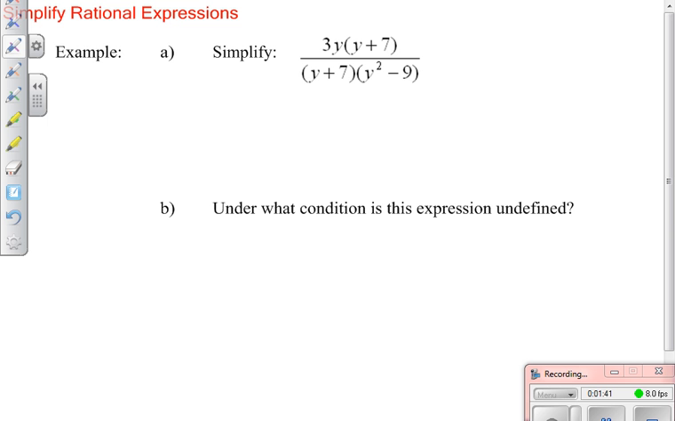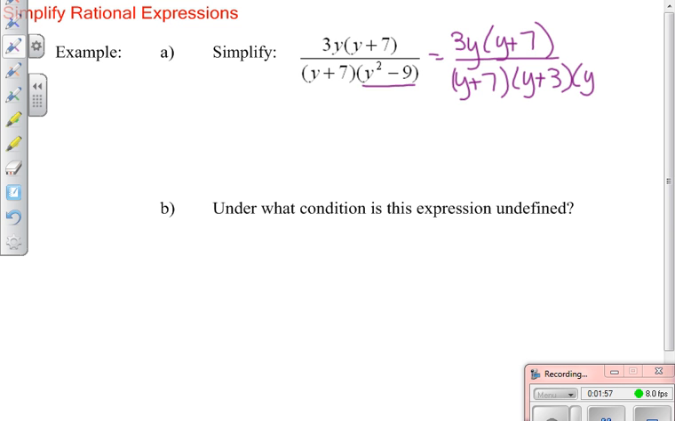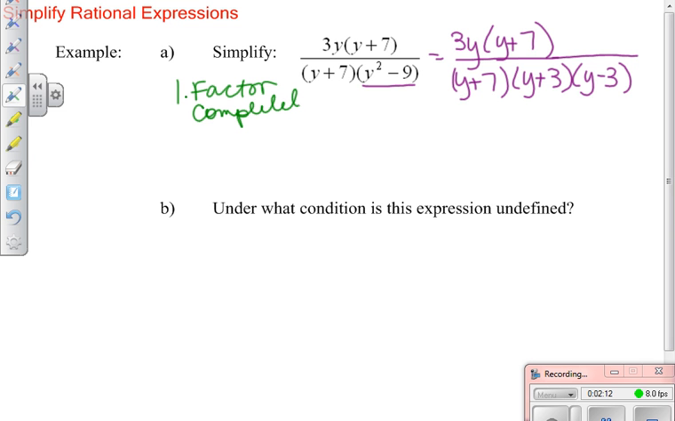If I want to simplify this, this needs to be factored. So I have 3y times y plus 7 all over y plus 7. This is a difference of perfect squares. Y plus 3 times y minus 3. And that's something that you need to start recognizing. We always simplify by factoring first. Factor completely. Because that changes addition into multiplication. Then and only then can we cancel.